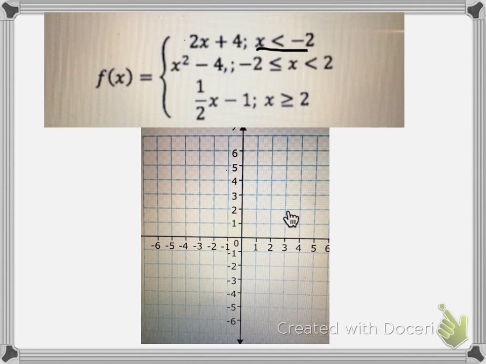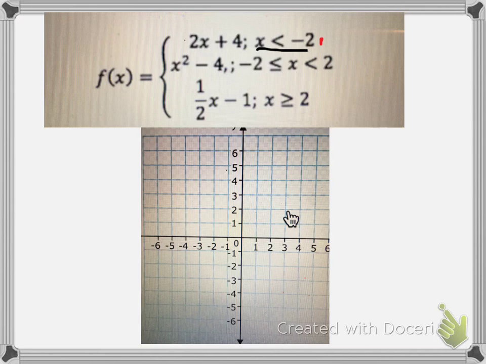Okay, this is a piecewise function, very similar to what we've done in class. Let's take a look at this first piece right here. F of x is 2x plus 4, and notice what I have underlined here. I'm only interested in what this part of the graph looks like at x values less than -2.